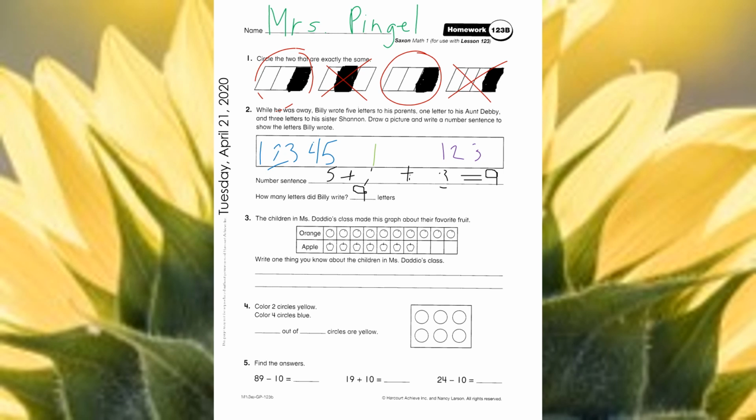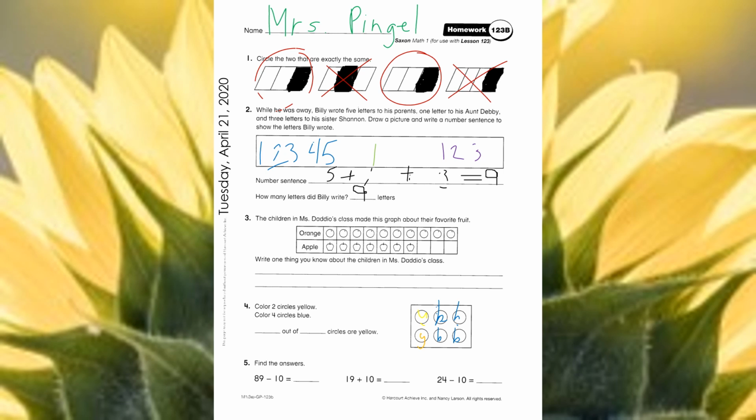Color 2 circles yellow. As you know, I'm going to label 2, Y for yellow. And I'm going to color 4 circles blue. So I'm going to label 1, 2, 3, 4 of them blue. Oops, the yellow one disappeared on me. Oh man.